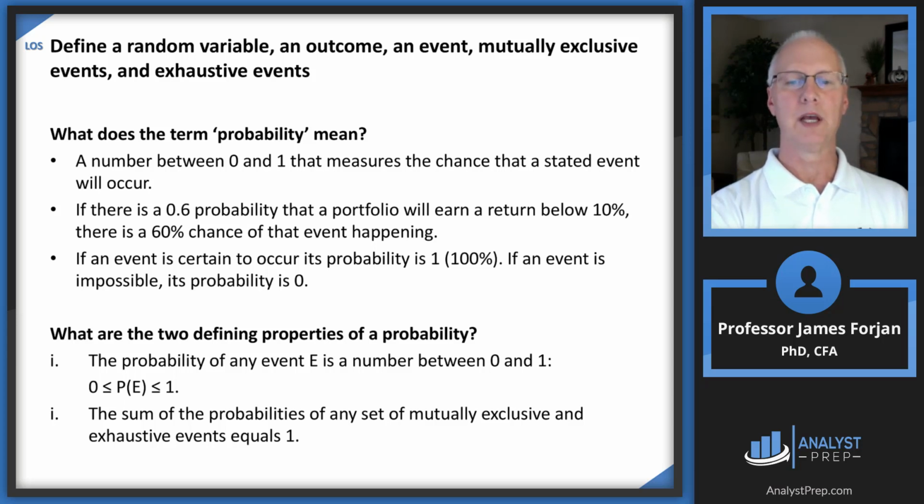So probability of an event is going to be a number between 0 and 1, and the sum of those probabilities of mutually exclusive and exhaustive events equals 1, 100%.